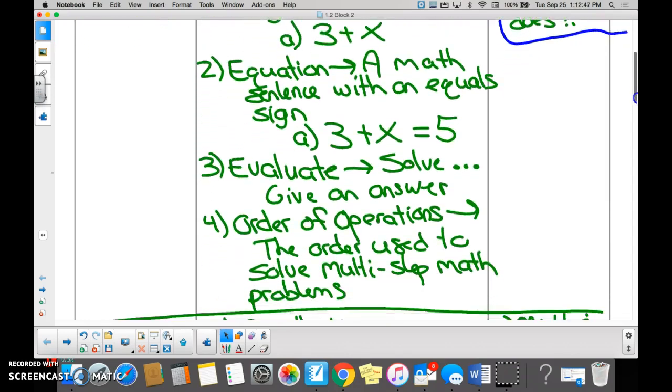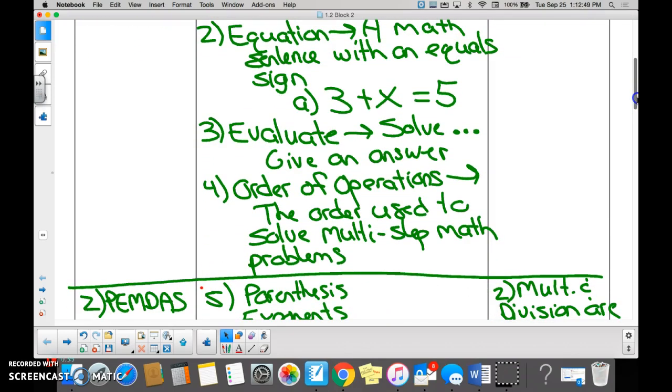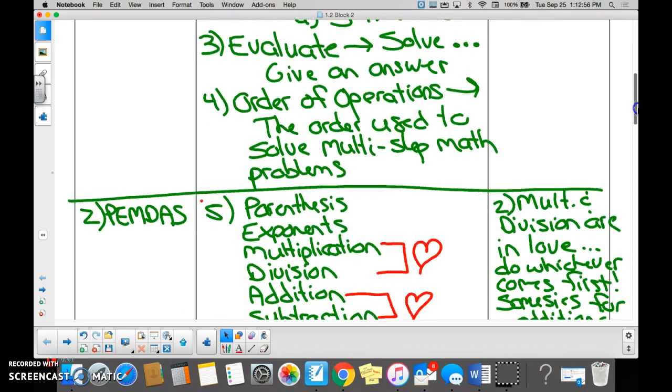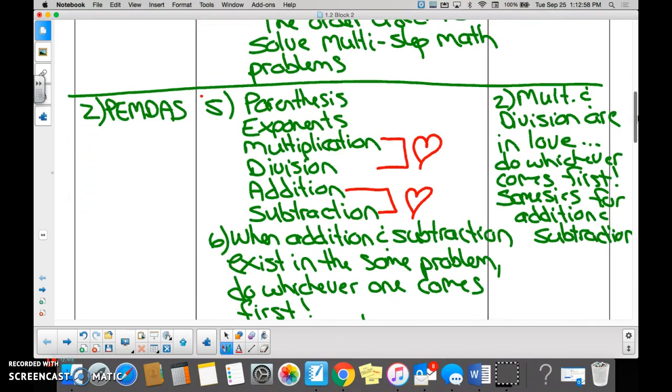Quick question. What does evaluate mean? Solve. Just say solve. Okay, and then order of operations is what we're talking about. It is not an option. You must know what PEMDAS stands for.